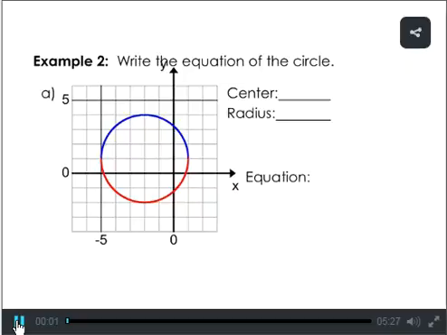All right, let's go ahead and take a look at example 2. Write the equation of the circle. So all we need are two things. We need the center and we need the radius. So if we look at this circle, I really wasn't that nice. I didn't give you the center, but you should be able to find it.